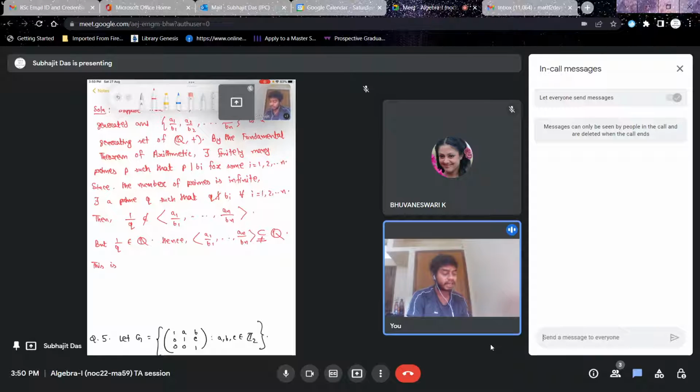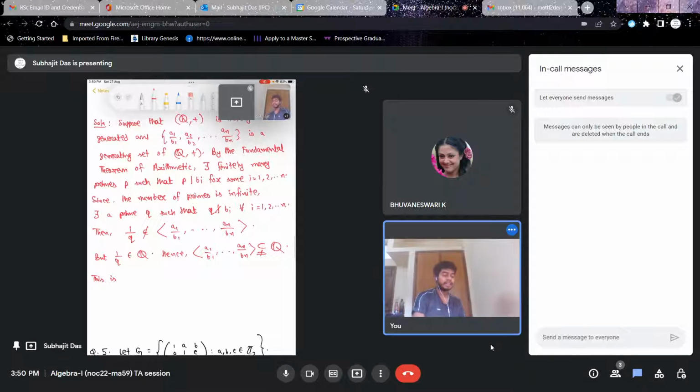Because we clearly assumed that this finite set Ai by Bi, as i goes from 1 to n, generates Q. So the subgroup generated by it should be Q, but we clearly saw it's not Q. It's a proper subgroup of Q. So this is a contradiction.